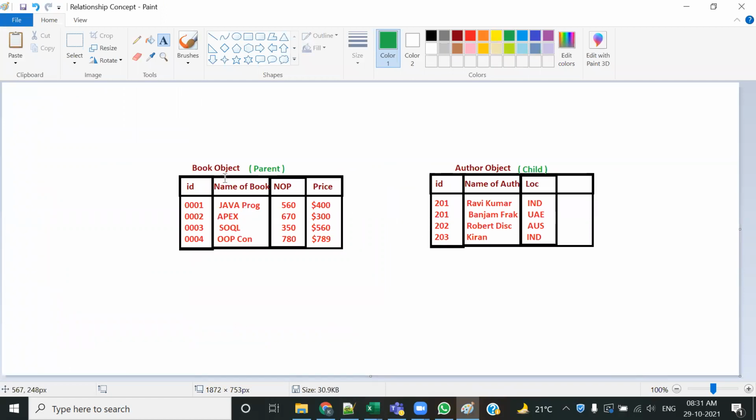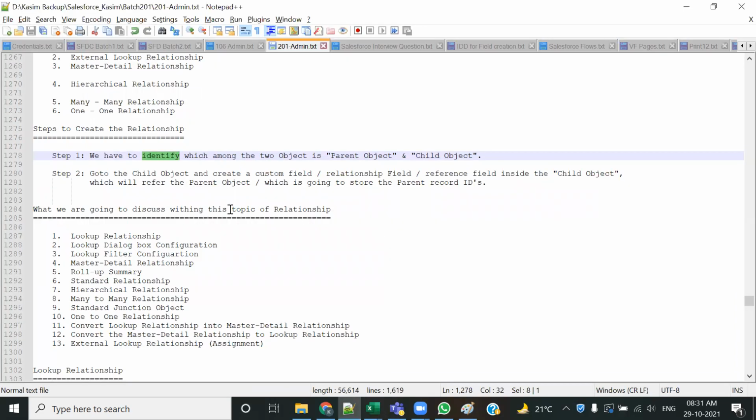So I have taken this assumption that let's make the book the parent and author the child. Okay, let's move ahead. So step number one has been done. Now step number two is what?